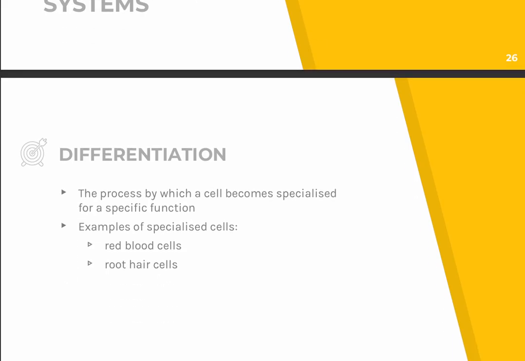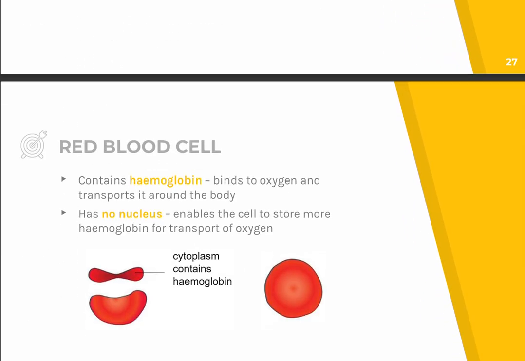Now there are different types of cells, and each and every cell has a different task or function to perform. They are specialized for a certain purpose. So we'll talk about some examples of specialized cells. One of them is red blood cells.